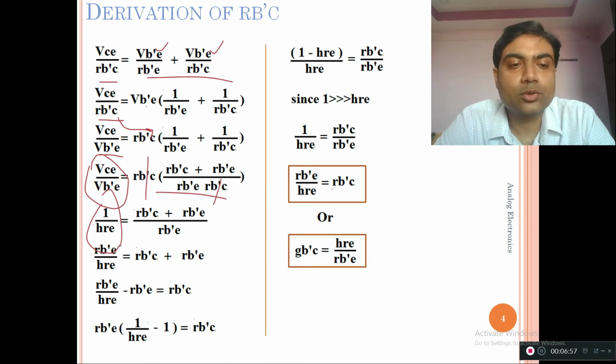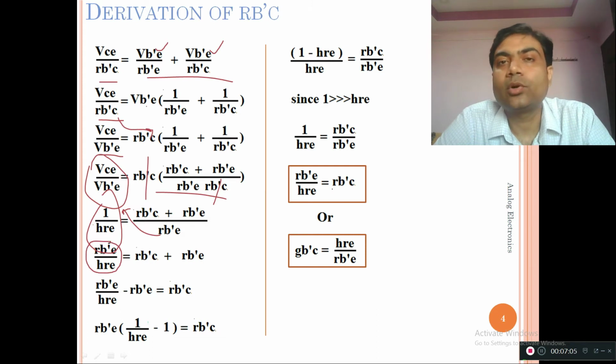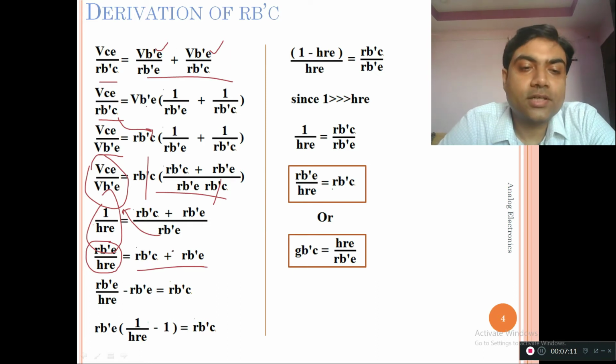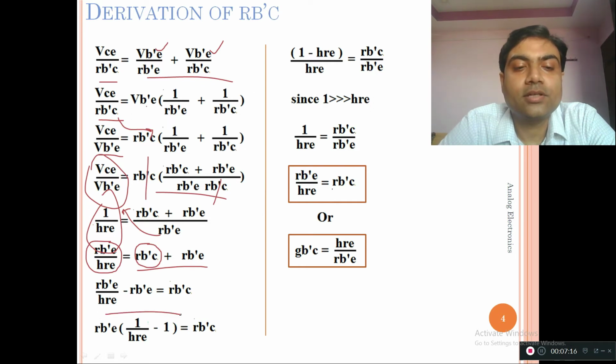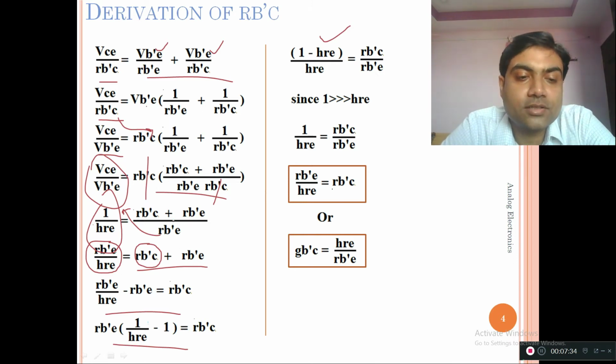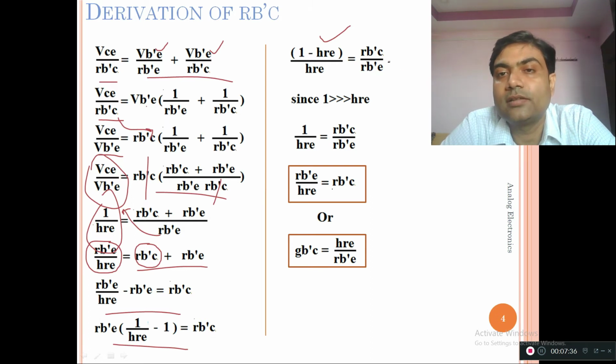So 1 upon HRE is replaced over here, and now I can replace this RB'E in place of 1, and we can get the value of RB'E upon HRE here, and it is nothing but RB'C plus RB'E. So I am interested to calculate the value of RB'C. Then we can write RB'C as RB'E upon HRE minus RB'E. RB'E is again common, so I can take this common value outside the bracket, and again taking the LCM we can write this equation 1 minus HRE upon HRE. RB'E is transferred over here, and we are writing this equation like this.